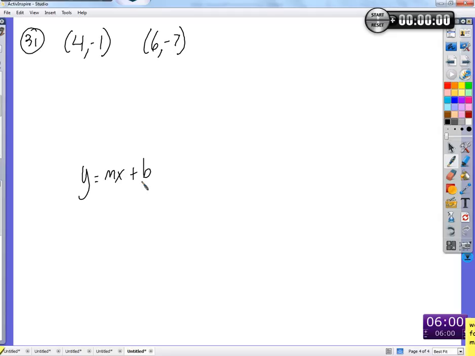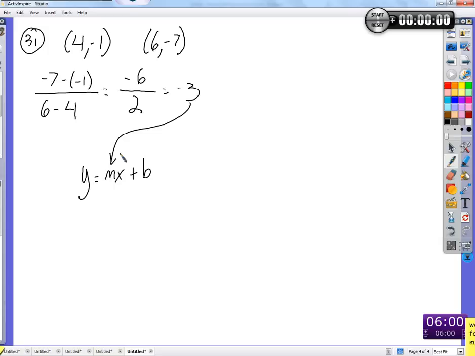Slope. We need to find the slope. Can we find the slope? How do we find the slope? y2 minus y1 over x2 minus x1. That's right. Negative 7 minus negative 1 over 6 minus 4. So that'll be negative 6 over 2, negative 3. So the slope is negative 3. How do we find that y-intercept? Right, slope. We could use the point-slope form. But if we didn't know about the point-slope form, what might we do?